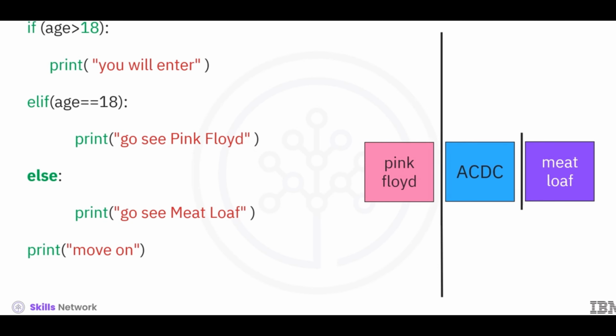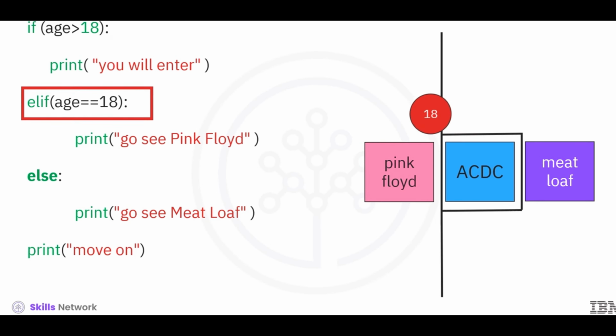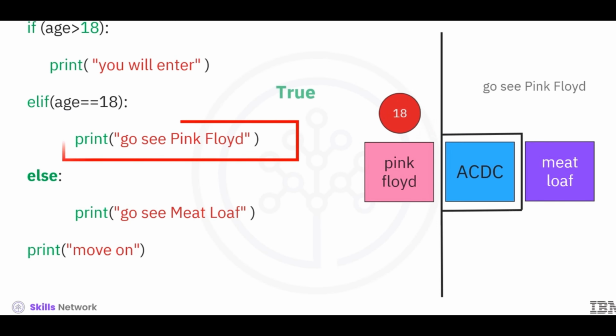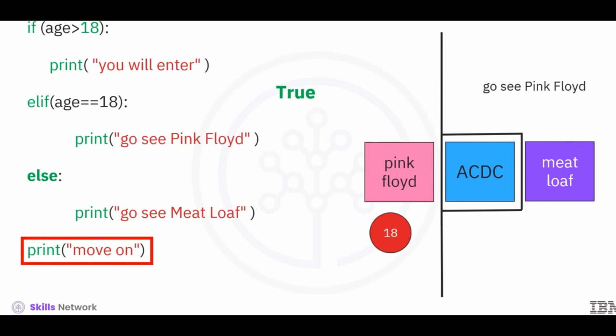Let's illustrate the code on the left. An 18-year-old enters. They are not older than 18 years of age, therefore the condition is false, so the condition of the elif statement is checked. The condition is true. So then we would print, "Go see Pink Floyd." Then we would move on, as before. If the variable age was 17, the statement "Go see Meatloaf" would print. Similarly, if the age was greater than 18, the statement "You will enter" would print. Check the labs for more examples.